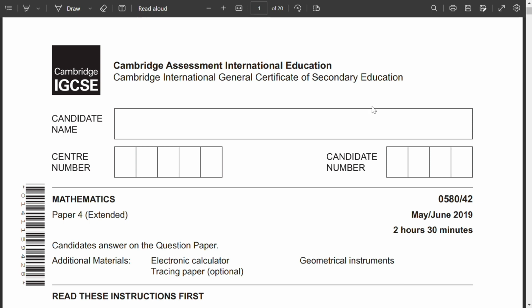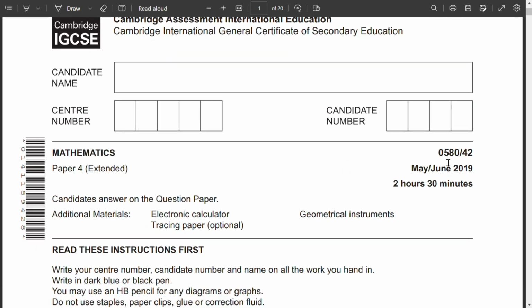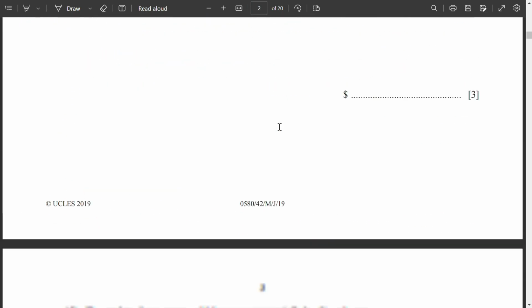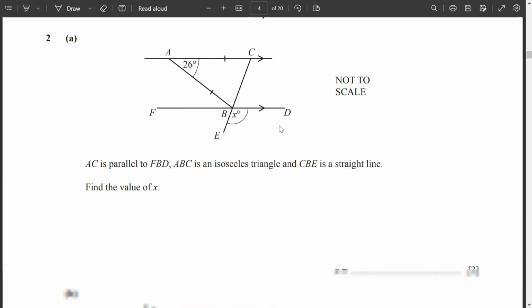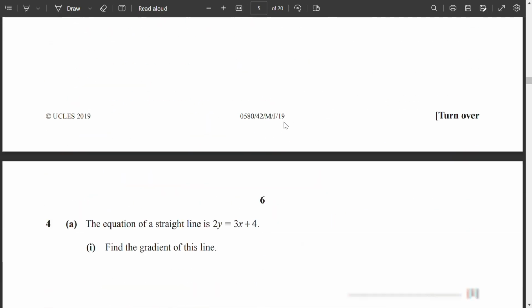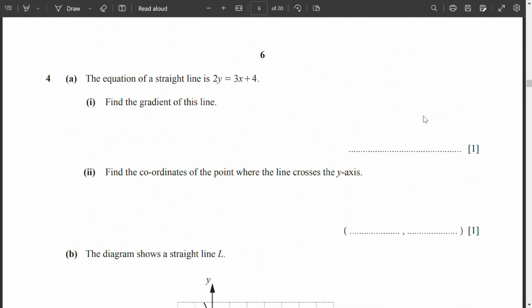So our next question is, as you can see, from May June 2019, but this is actually paper 4, which is paper 42. So the question is actually question 4, so we'll directly go to question 4. Question 4 is: the equation of a straight line is 2y equals 3x plus 4. Find the gradient of this line.